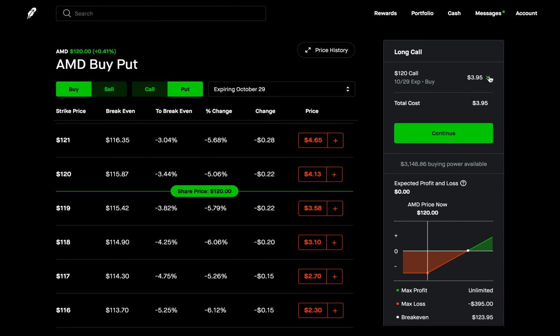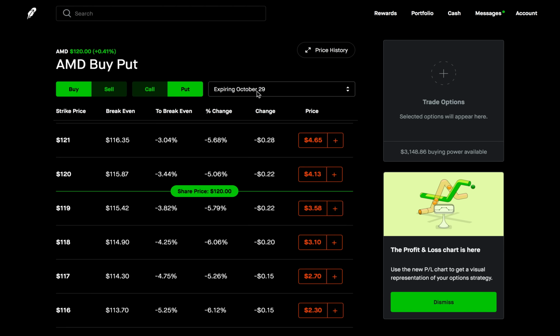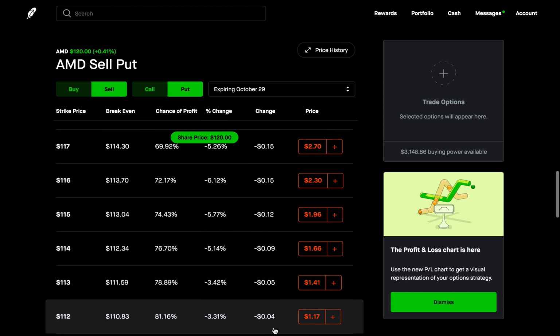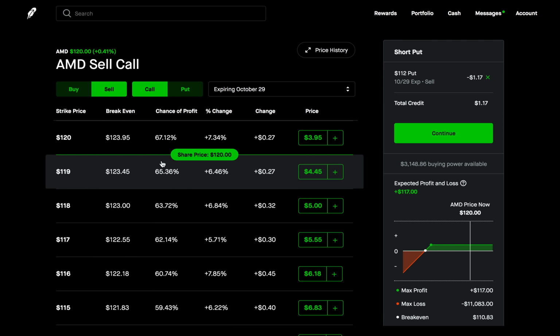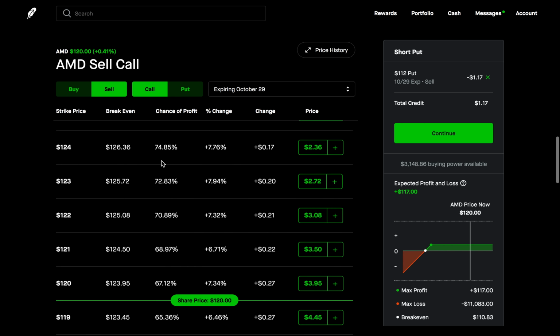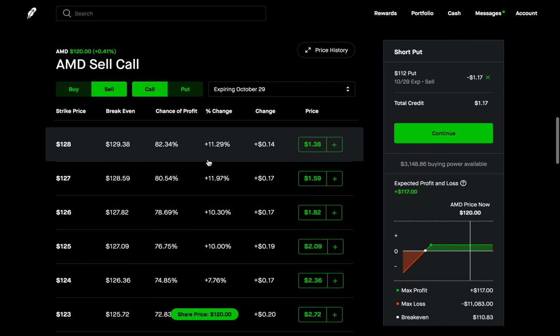So I'm going to go ahead and remove this. I'm still going to leave the same expiration, October 29th, but now I'll set up an iron condor. The way you want to set this up is you want to start by selling a put at the low end of the range, which at the low end, the most we're expecting AMD to drop is $8. So I would put it at 112. So I would sell a put at 112 here, and then I want to sell a call at the high end of the range. Again, the most I'm expecting AMD to move up is $8, so I would go ahead and sell a call at $128.